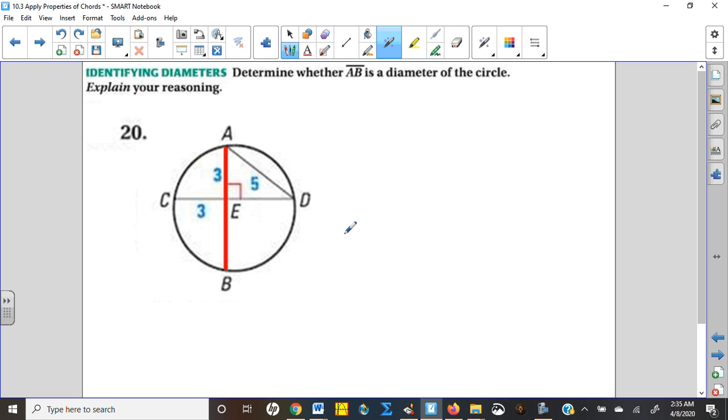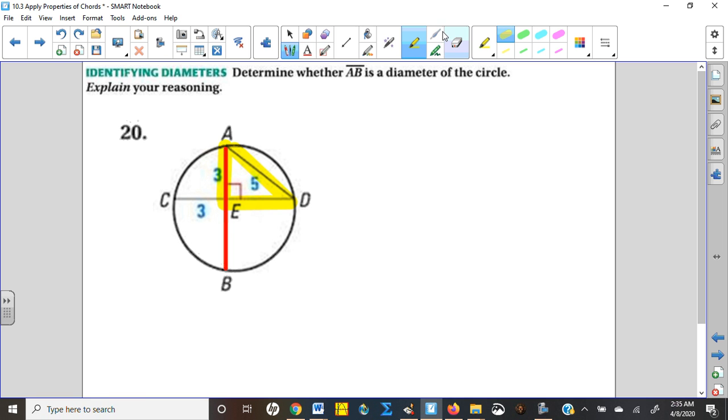On the other hand, this time I don't think AB is a diameter, because, I mean, it is perpendicular to CD. You can't argue that. But based on this triangle I see right here, isn't that the old 3, 4, 5 primitive? I think it is.